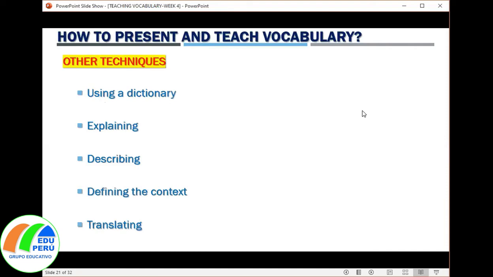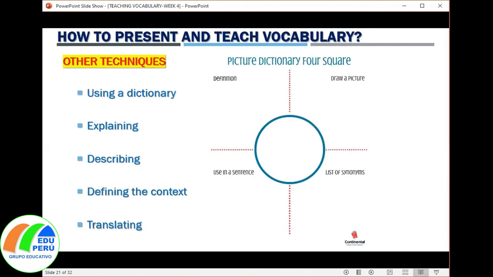And as I told you, other techniques are using a dictionary, explaining, describing, defining the context, and translating. For example, I don't know if you have used this technique. This is called the four square. And you use it with a picture dictionary. It is in order to make your students have a kind of glossary, so they can have more information.